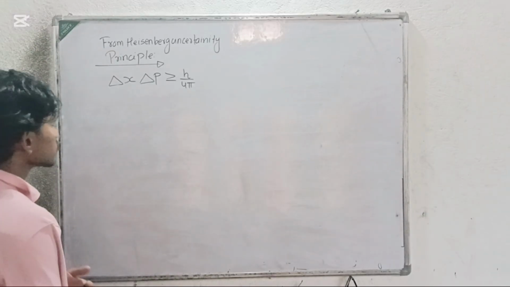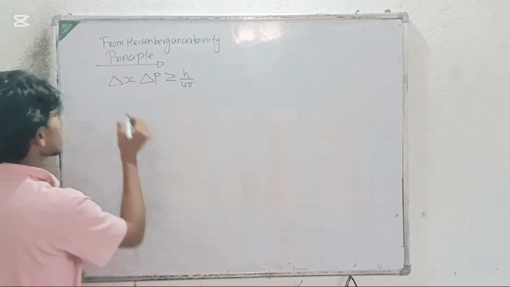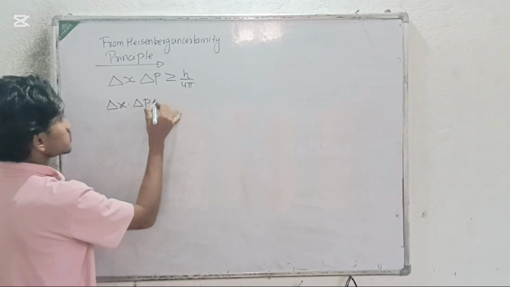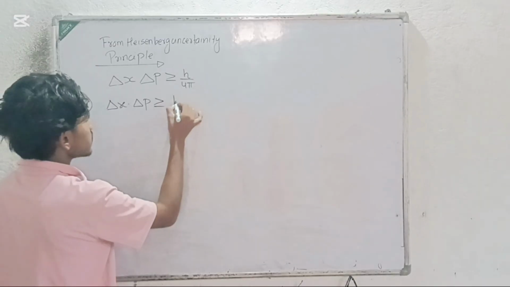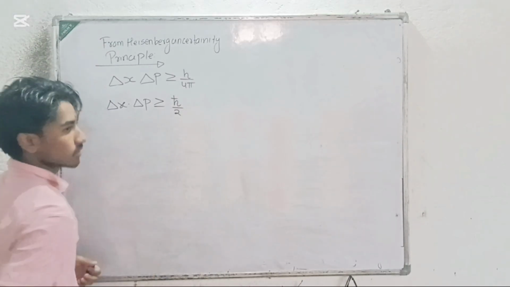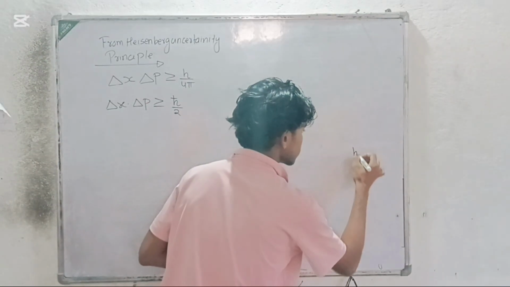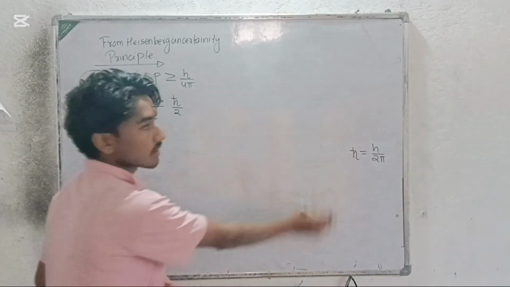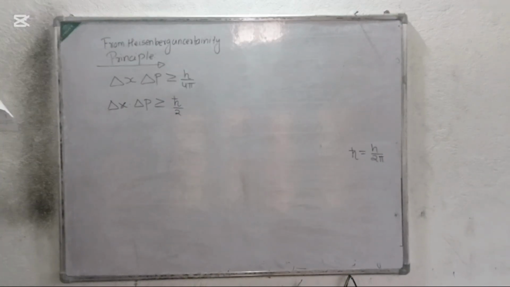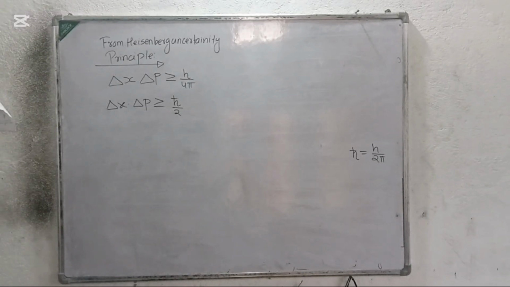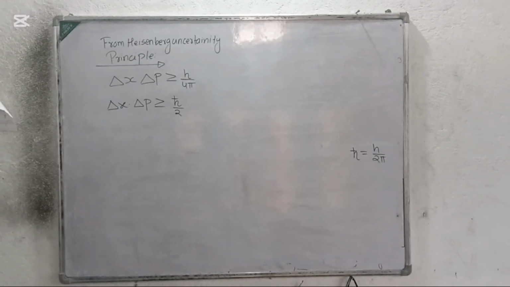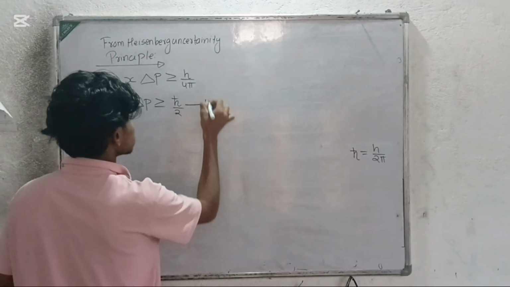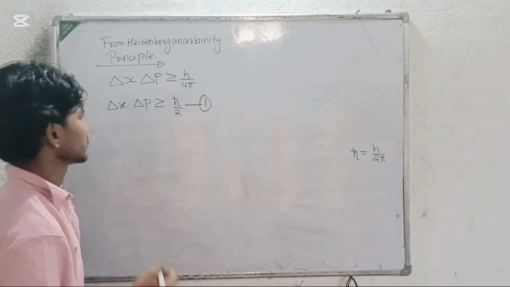Okay. So now you can reduce this equation to: the product of position uncertainty and momentum uncertainty is greater than or equal to h-bar over 2. So h-bar is nothing but h over 2 pi. This is called the reduced Planck's constant. Let's consider it as equation number 1.